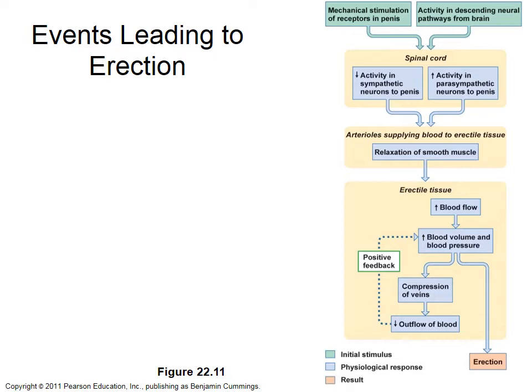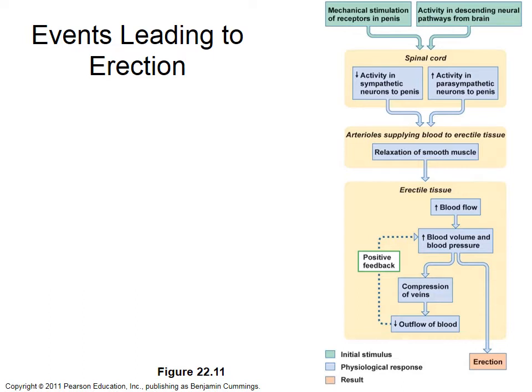Okay, so we've got either mechanical stimulation or stuff coming from the brain, which is telling the spinal cord to decrease the sympathetic nervous system activity to those arterioles and increase parasympathetic nervous system activity to those arterioles. Okay, so you have to have dampening down of the sympathetic and increase in parasympathetic, right? That's going to cause the arterioles to vasodilate. When they vasodilate, that increases blood flow, which increases blood volume and blood pressure, which is going to cause erection.